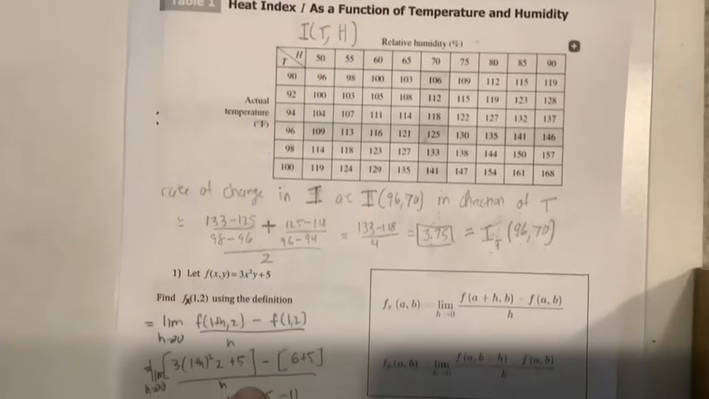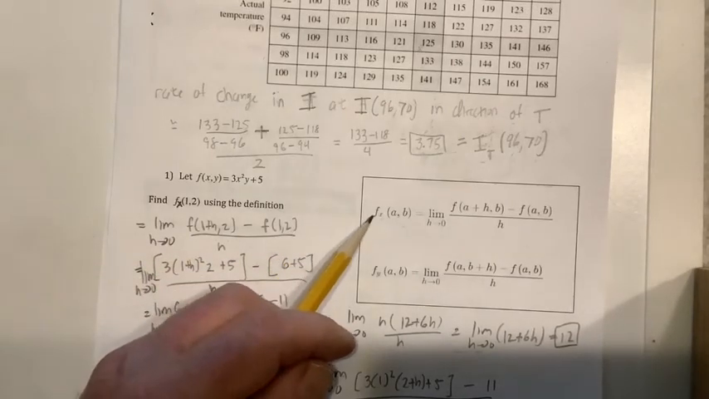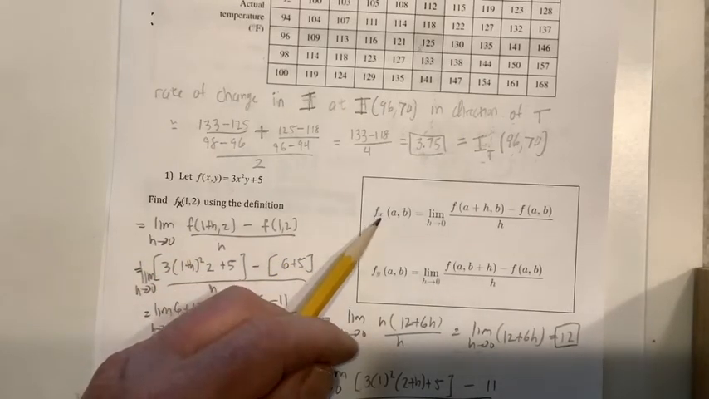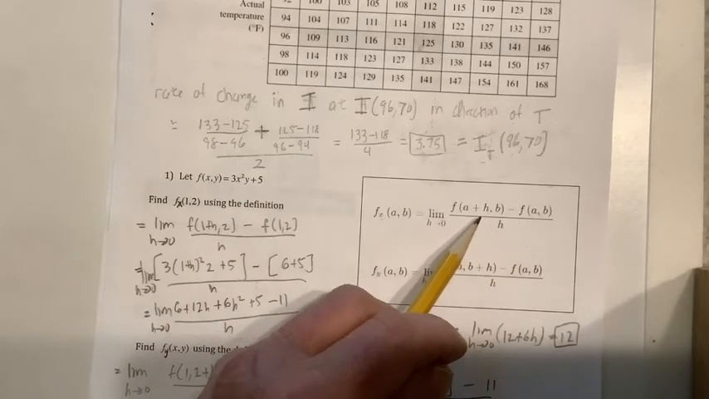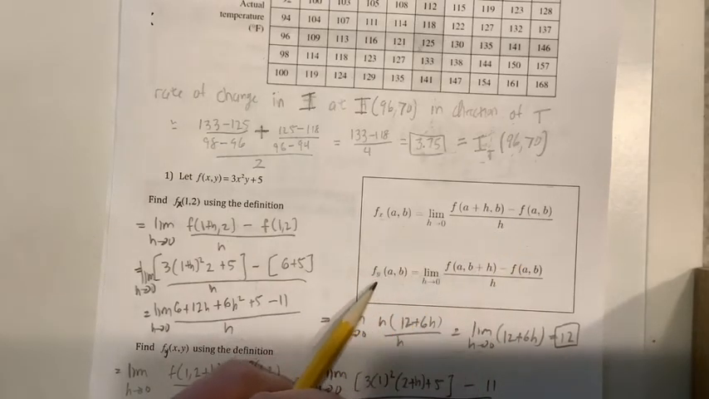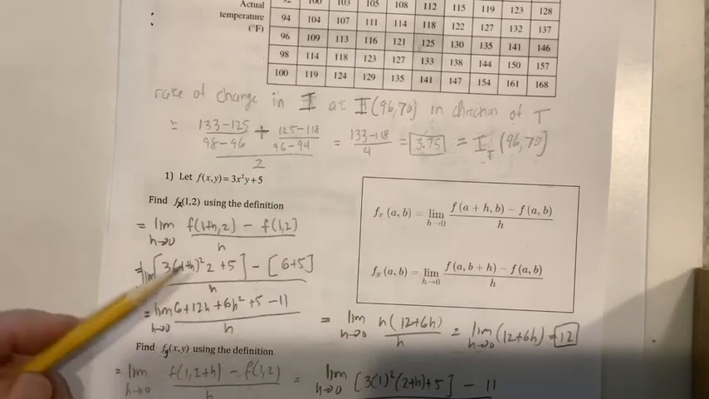So that's the idea. Now, we define the partial derivative of a function with respect to x. We're keeping y fixed at that point, and we're only letting x vary. And similarly, you could define the partial with respect to y at that point by keeping x fixed and letting y vary.